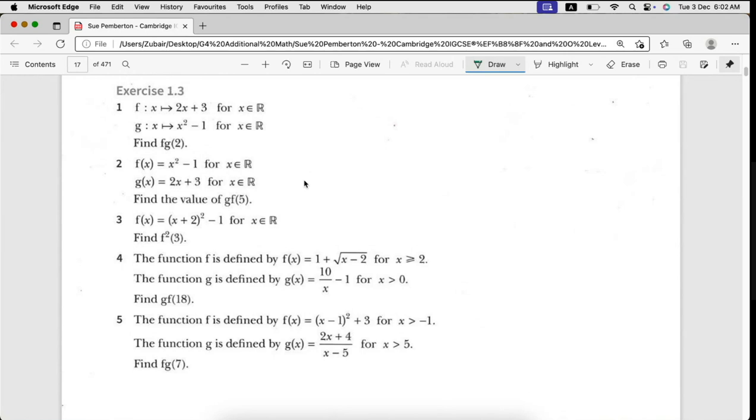51. Correct. Now number 3 says ff(3). So first we substitute 3. 3 plus 2 is 5, 5 squared is 25, minus 1 is 24. Now we're substituting 24 again. So 24 plus 2 is 26. Using a calculator, 26 squared minus 1 is 675.